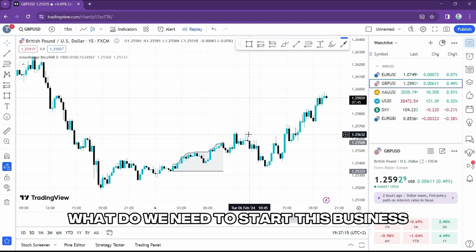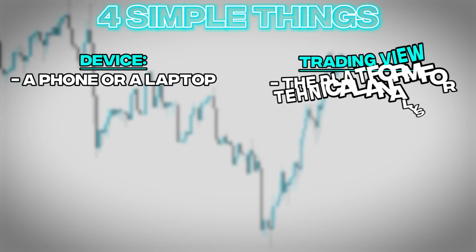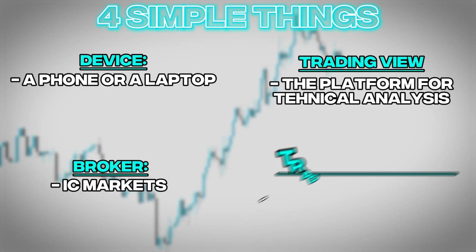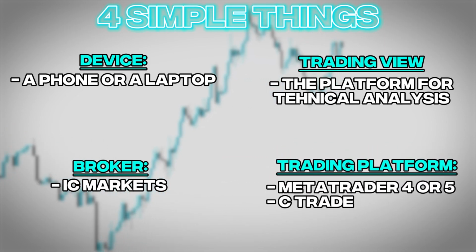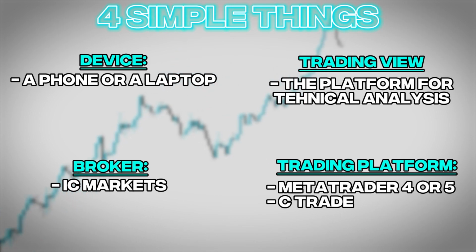What do you need to start this business? Well, 4 simple things: a phone or a laptop, TradingView, a broker. I recommend IC Markets. I'll give you a link in bio. A trading platform that can be MetaTrader 4 or 5. I use MetaTrader 5, but you also have cTrader.